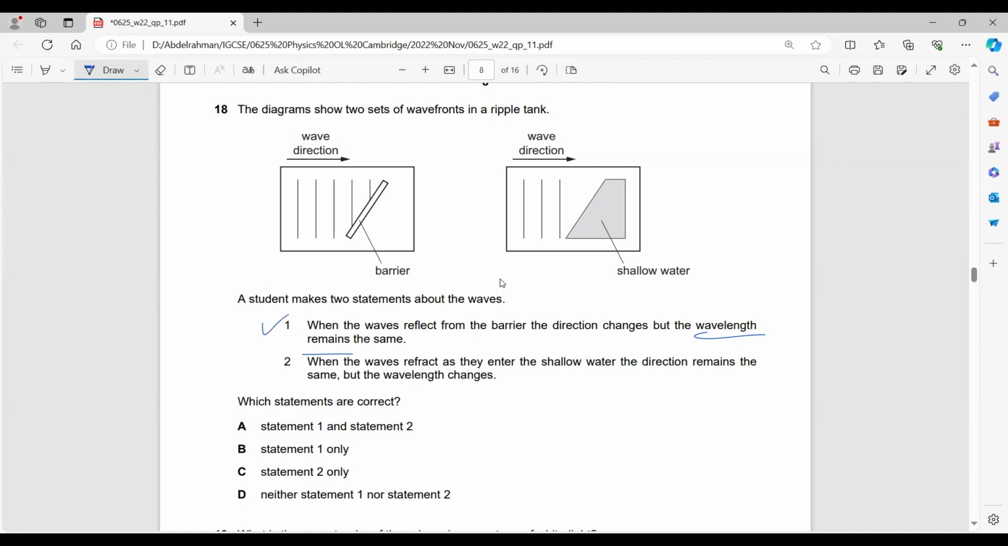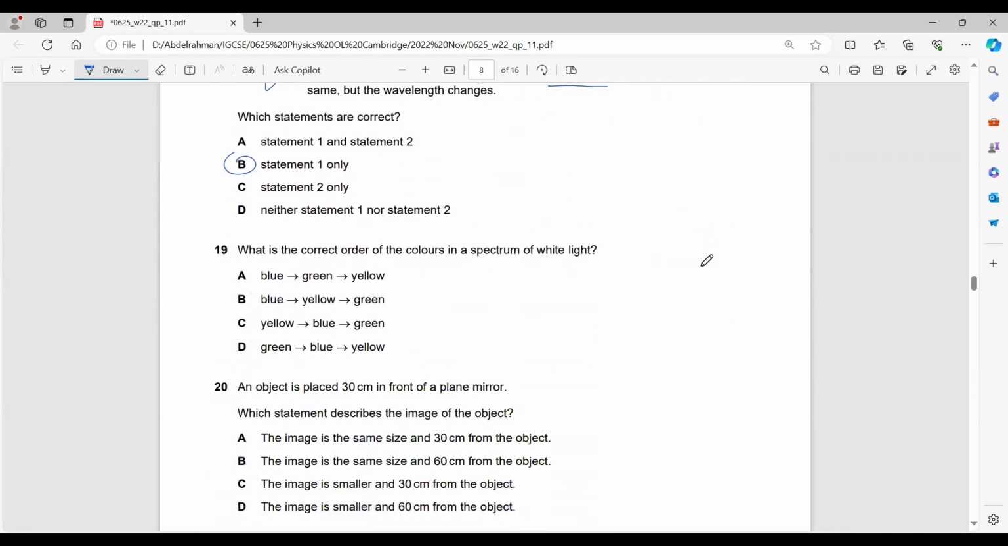When the wave fronts refract as they enter the shallow water, the direction remains the same, but the wavelength changes. In refraction, does the direction remain the same? No, the direction does change. So this statement is wrong. The only correct statement is one.